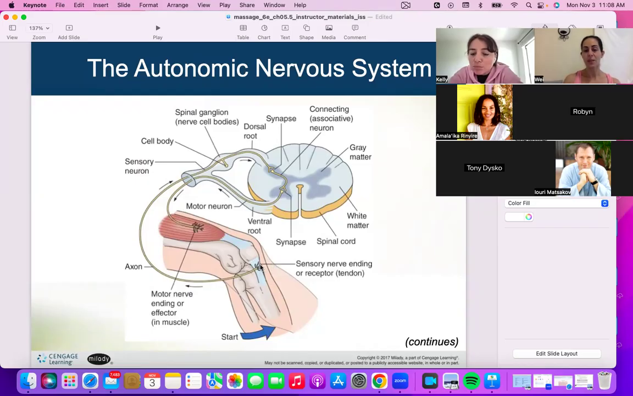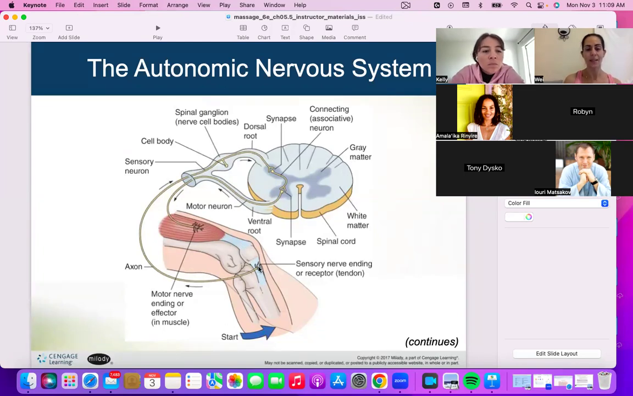So the sensory action is happening here. The signal is traveling to the brain through the axon of the nerve cell. So it's a sensory neuron, yes? And it travels to the cell body, then it travels to the dorsal root, which is this area right here. And this is the spinal cord. I forgot to explain that to you. This is the spinal cord itself, okay? It has gray matter and white matter. Okay, so the spinal cord has gray matter and white matter.